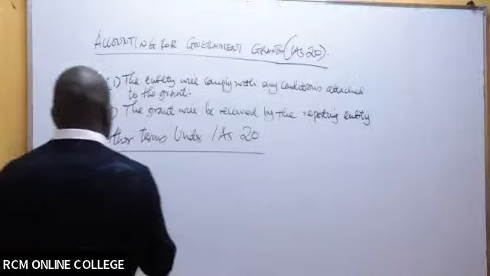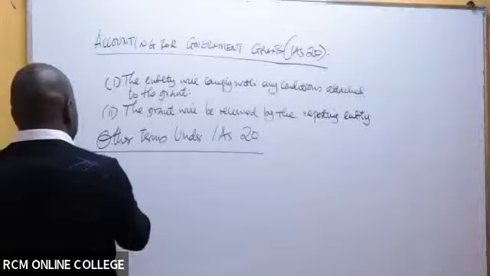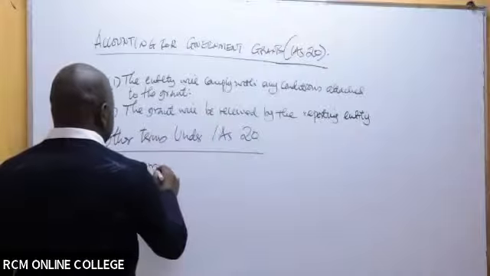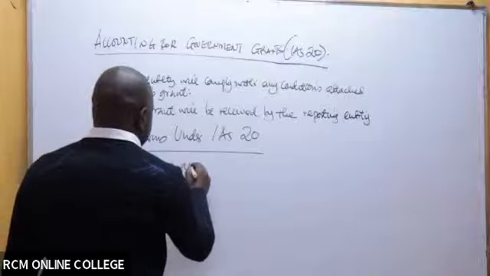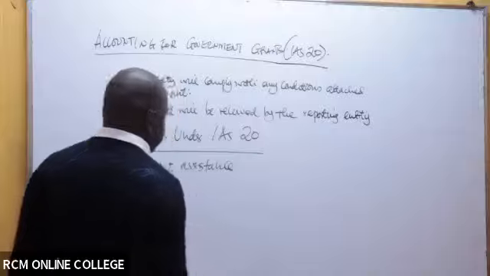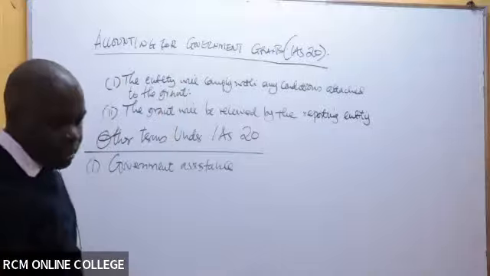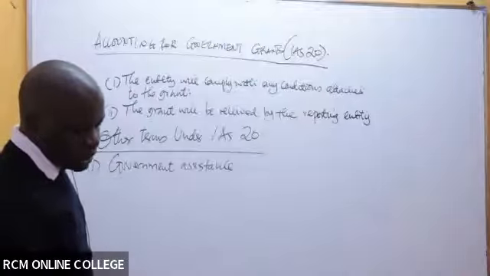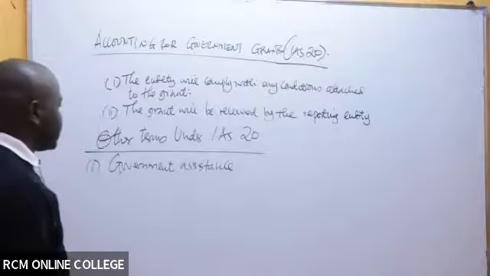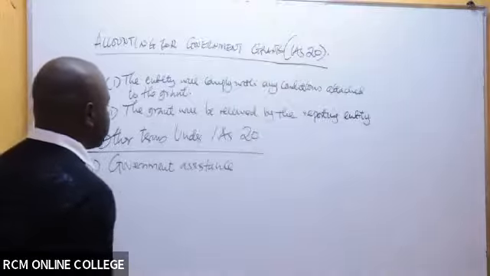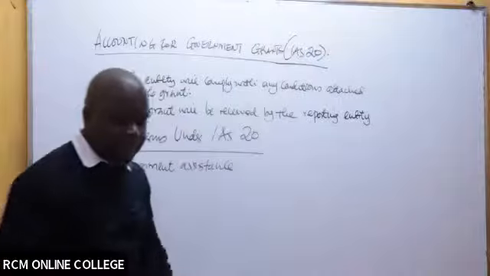So the first term, you can indicate government assistance. You can explain what is government assistance. So you have the first term as government assistance. We've been able to differentiate it from a government grant. But of course, first of all, indicate what is government assistance.